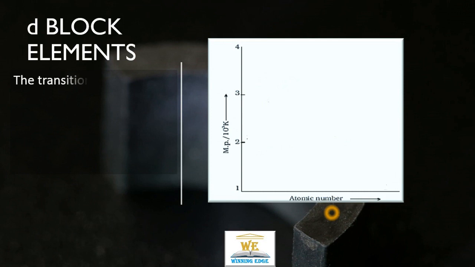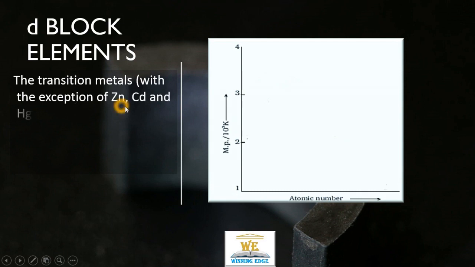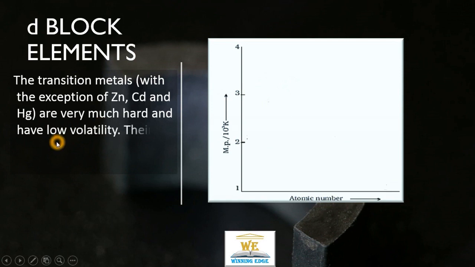Now, in the transition metals, with the exception of zinc, cadmium and mercury, they are very hard and have high melting and boiling points, which means they have low volatility. Here on the y-axis we have the melting points, in thousands of Kelvin. Here on the x-axis we measure atomic number.